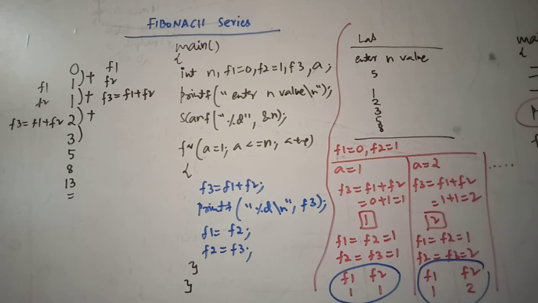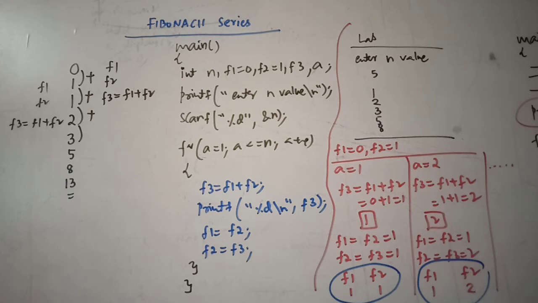Initially f1 is 1 and f2 is 1, f3 is equal to f1 plus f2. And after that we are adding 1 plus 1. So f1 is 1 now and f2 is 1 now. And next 1 2, and next 2 3, next 3 5 and so on. Check out how many variables we have. N is your input, a is the loop variable, and f1, f2, f3.